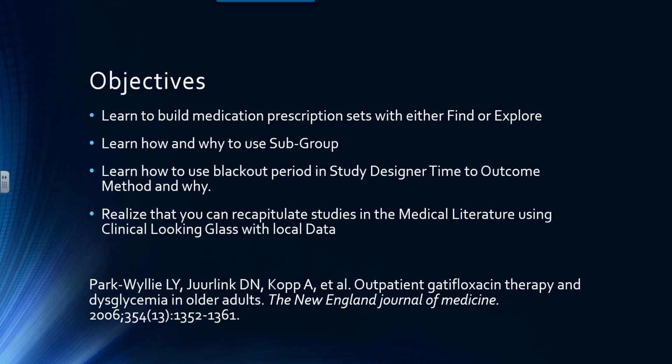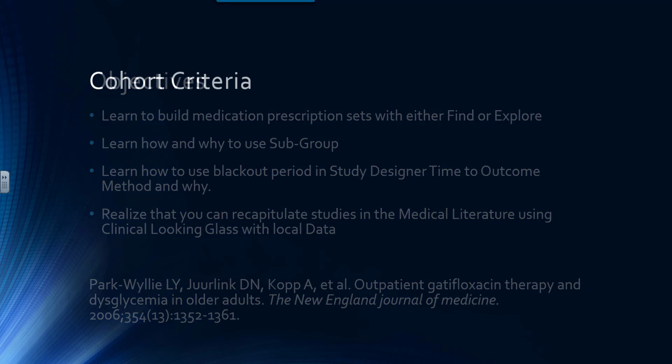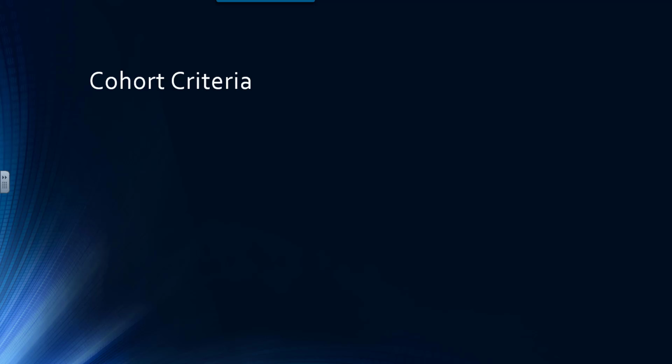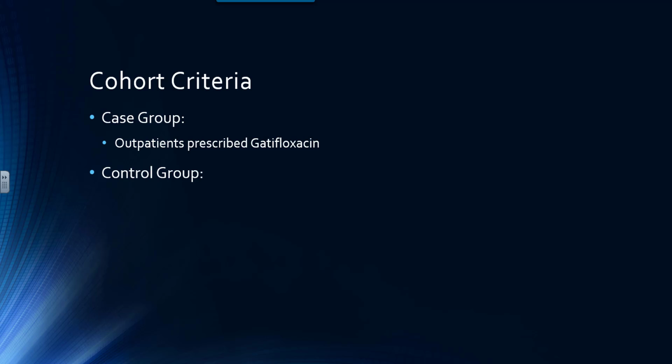And this is the actual study you're going to recapitulate. Outpatient Gatifloxacin therapy and dysglycemia in older adults, the New England Journal of Medicine. The cohort criteria: the case group is to be made up of outpatients prescribed Gatifloxacin. The control group is made up of outpatients prescribed a macrolide.